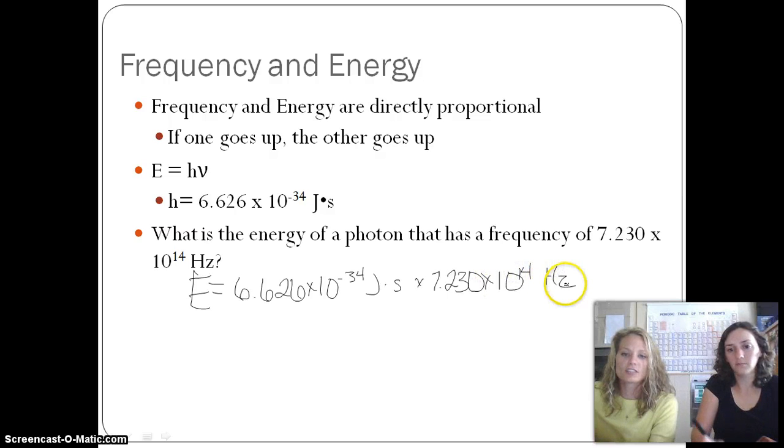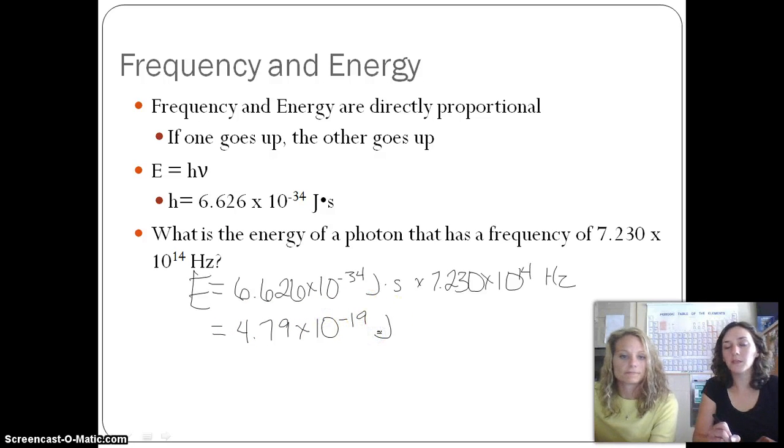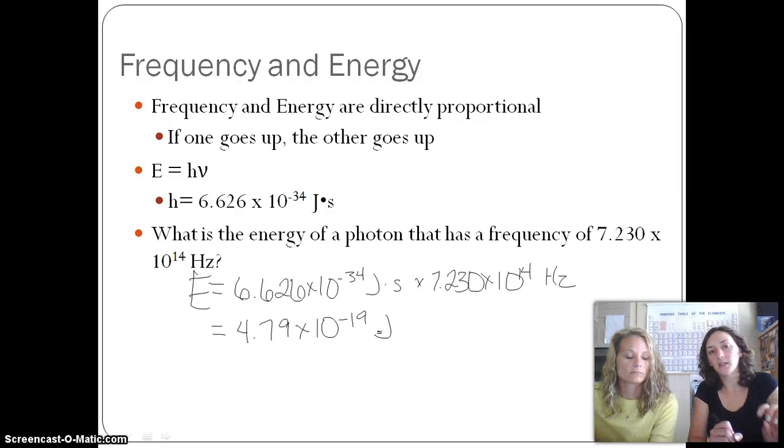All right, so the hertz and the seconds are going to cancel, and you're left with just the joules. And we just have to multiply those together, and we end up with 4.79 times 10 to the negative 19th joules. Good. Make sure you label it. I've had a lot of students who do not put the exponent on there, or they leave out the times 10 to the. If you give me 4.79 joules, that's incorrect. You have to make sure you have 4.79 times 10 to the negative 19.